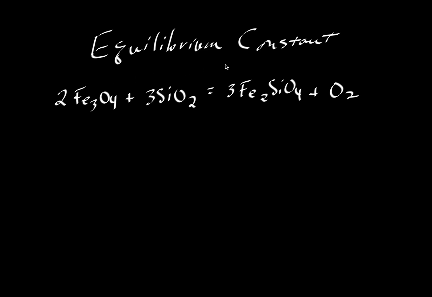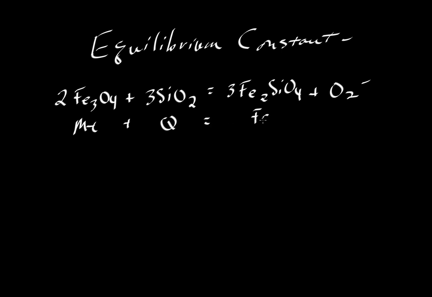So in this video, we're going to look at the meaning and origin of the equilibrium constant. And we're going to do so looking at this very important reaction in the earth sciences, where we take the mineral magnetite, 2 units when written in this type of formula, and it's going to react with 3 units of quartz. We'll write that as Q.